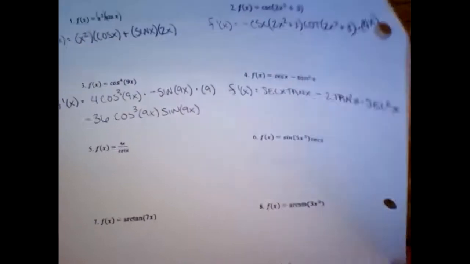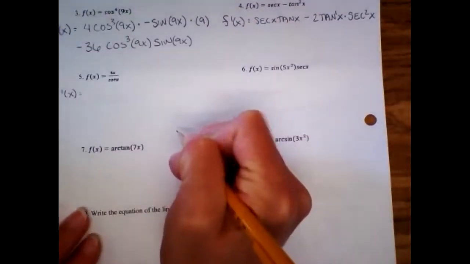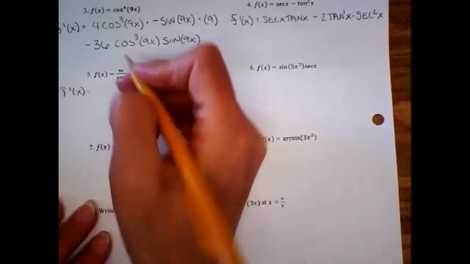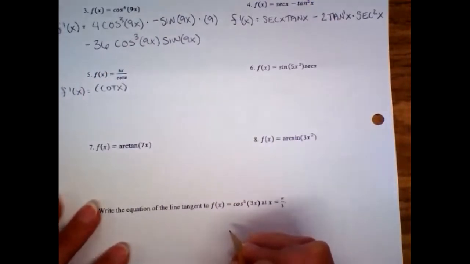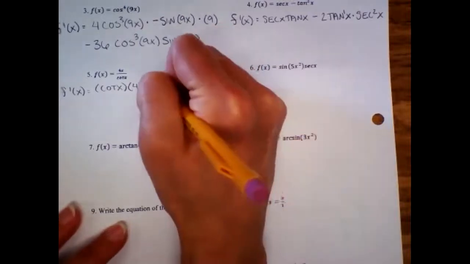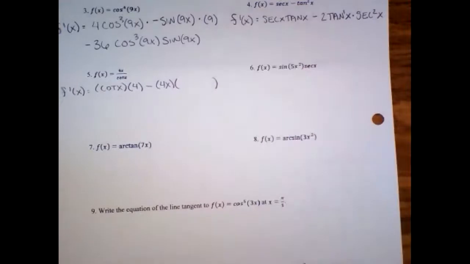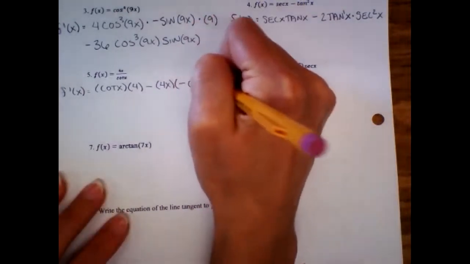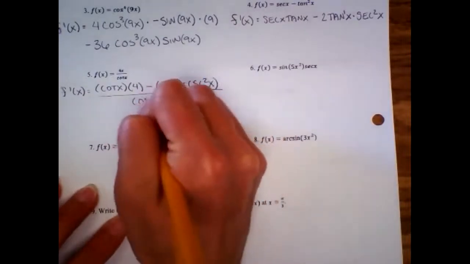All right, this next one is quotient rule. So quotient rule starts with the denominator. So it'll be the denominator, cotangent of x, times derivative of the numerator, which would be 4, minus the numerator, times derivative of the denominator. All right, derivative of cotangent. It's a co, so it'll be negative. There we go, negative cosecant squared. And then that is all over denominator squared.